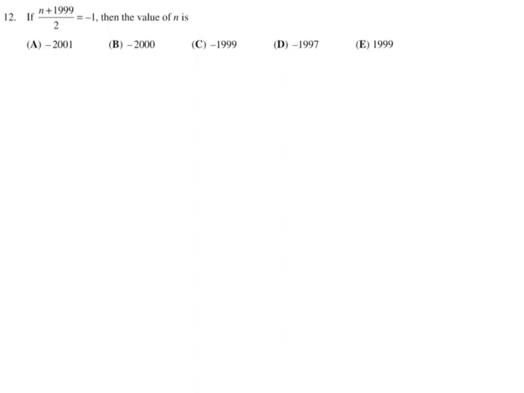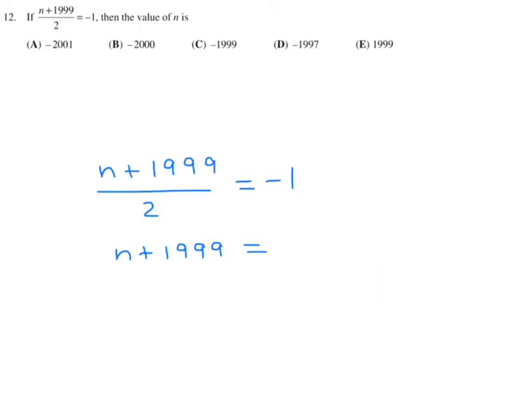If n plus 1999 over 2 is equal to negative 1, what is the value of n? So let's solve for this. You multiply 2 by negative 1, cross multiply, and that will give you negative 2. And then bring the 1999 over to the other side like that. And that would give you n is equal to negative 2001. So the answer would be A.